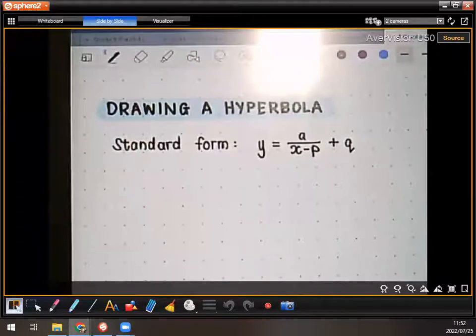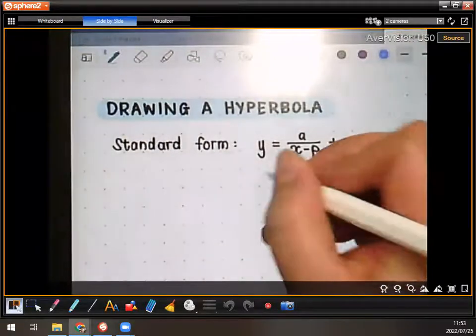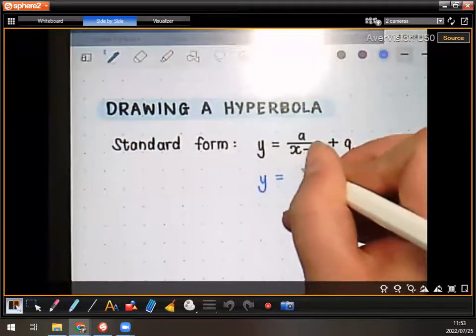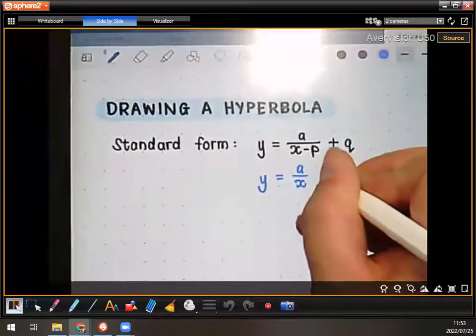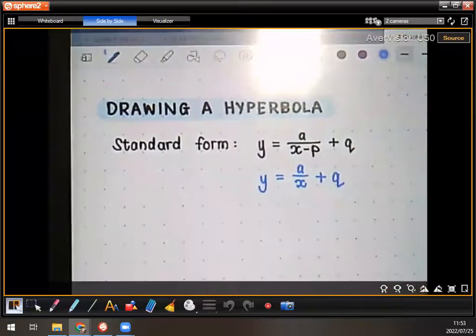Okay, but guys, this p value now changes, because the ones that we did before the break, I don't have to write this down, but those ones were like this, a over x plus q. So we didn't have that p value. Can anyone remember what q was?